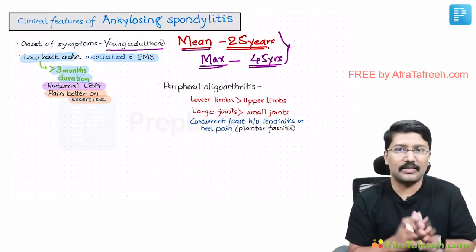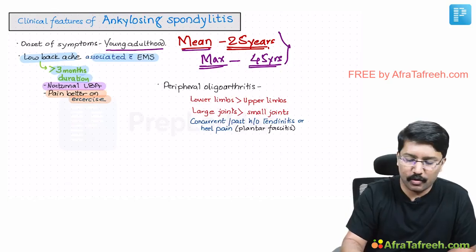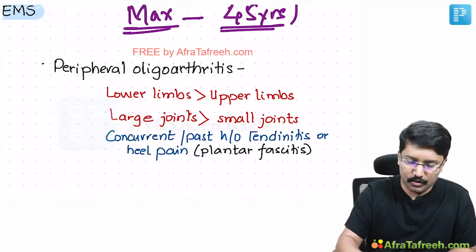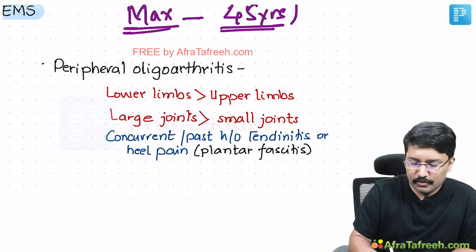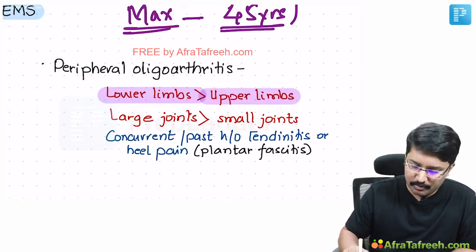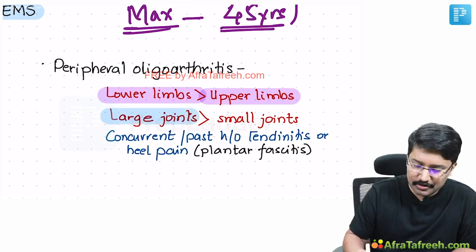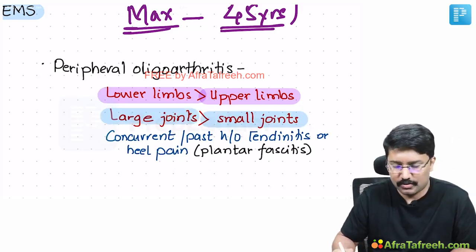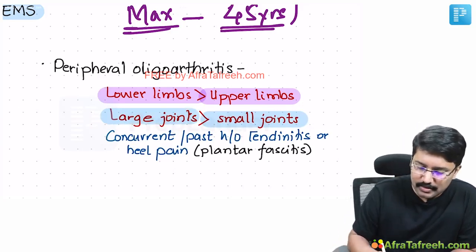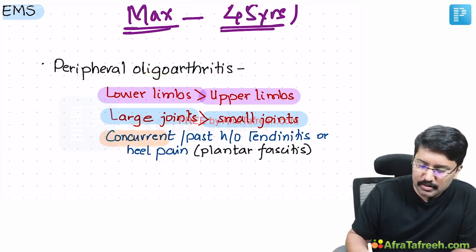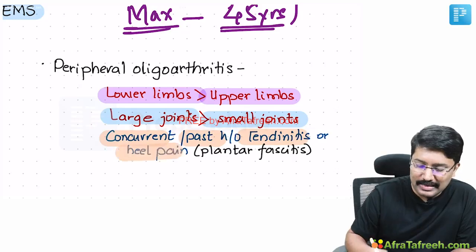Apart from the axial skeletal involvement, we know that there may be involvement of the peripheral joints. Peripheral joint involvement will be in the form of involvement of the lower limb joints more than the upper limb, and large joints more than small joints. And very often you may find that patients have a current, ongoing or past history of tendinitis or heel pain.